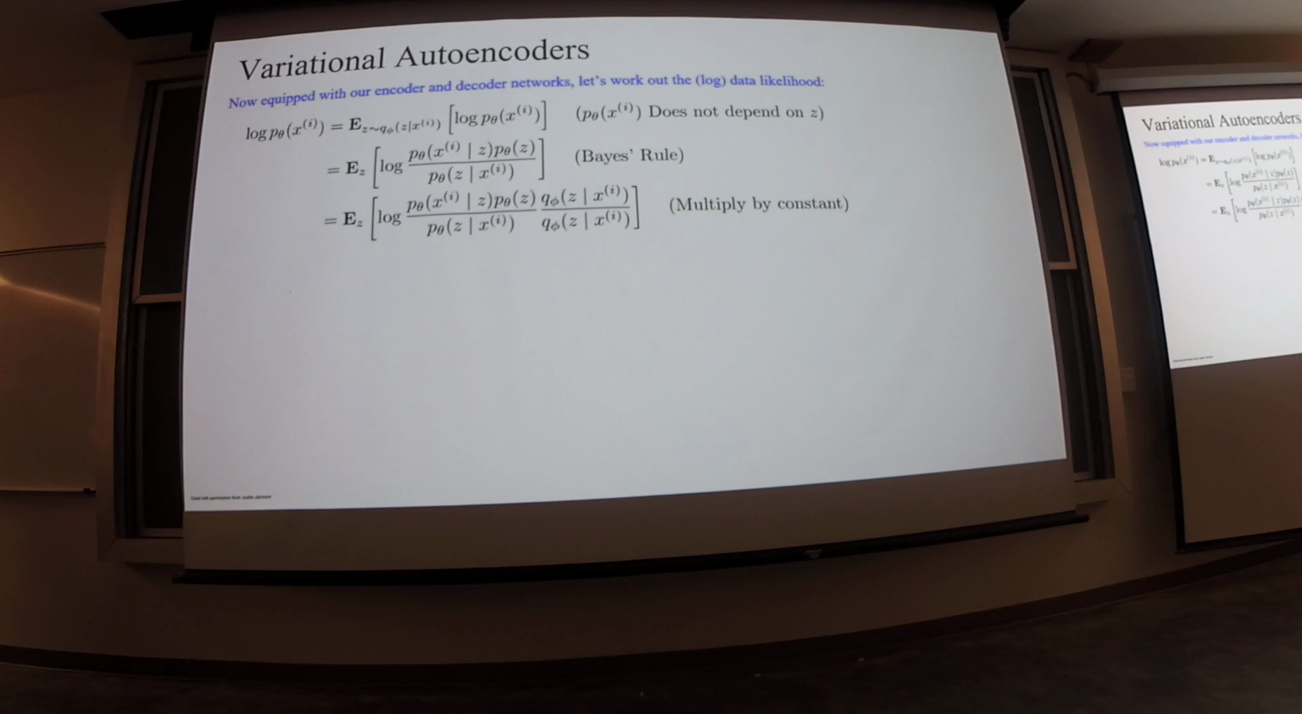So if we multiply by basically 1, so by q phi of z given xi over the same thing, we're not really changing the values inside, but we can at this point rearrange it so that we can use the laws of logarithms to divide this into these three elements. These three elements are actually our loss function, the loss function that we are minimizing when training the variational autoencoder.